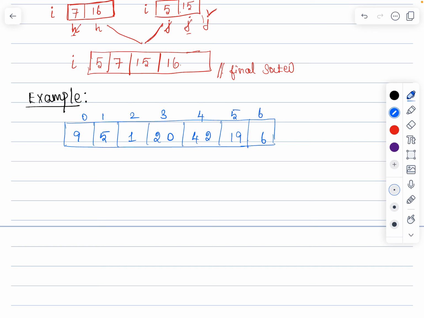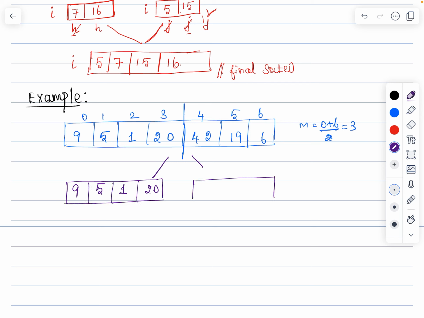In merge sort, the very first step is we are supposed to divide the list into 2 equal subarrays, 2 equal sublists. If you check, the midpoint is (0 plus 6) by 2, which is 3, which means till index 3 it is going to be one subarray, and the rest are going to be in the other subarray. So 9, 5, 1, 20 is one subarray, and 42, 19 and 6 would be in another subarray.